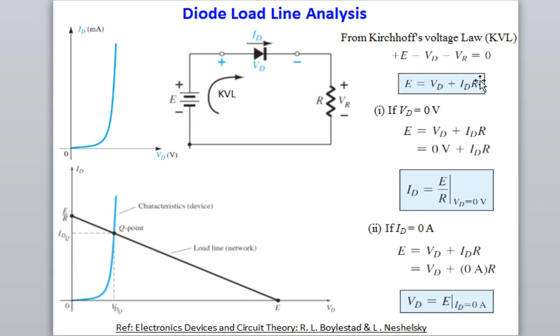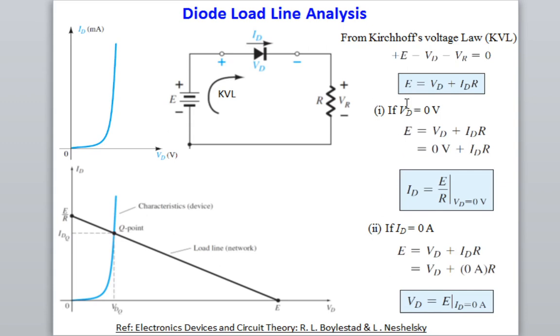If you compare this equation, you see on the x-axis we have plotted VD and on the y-axis we have plotted ID. If you compare this equation with y equals mx plus c, you can write ID is equal to E upon R minus VD upon R, something like that. Obviously the slope m will be equal to negative 1 upon R. Let us just consider two cases, first case and second case.